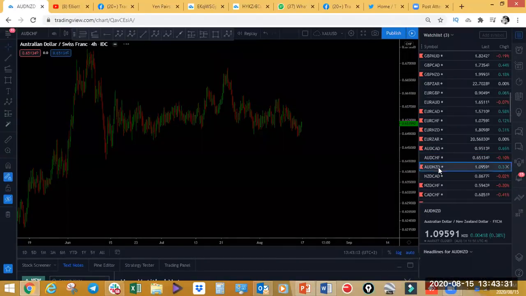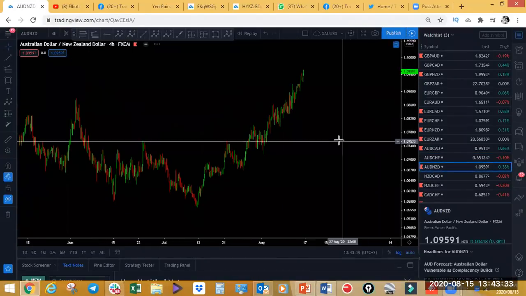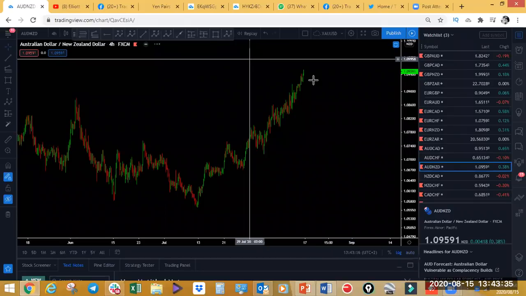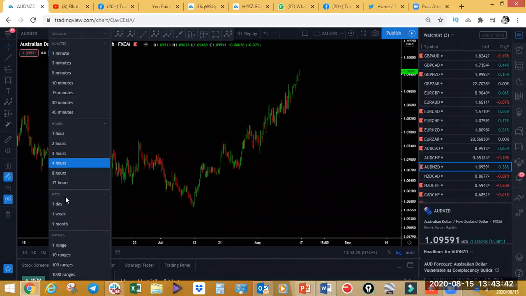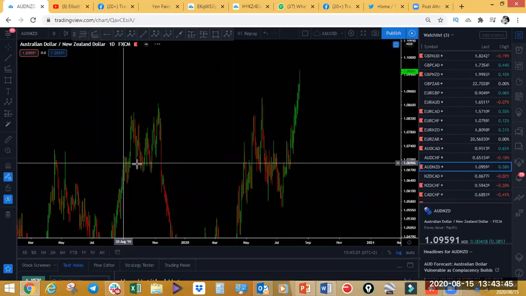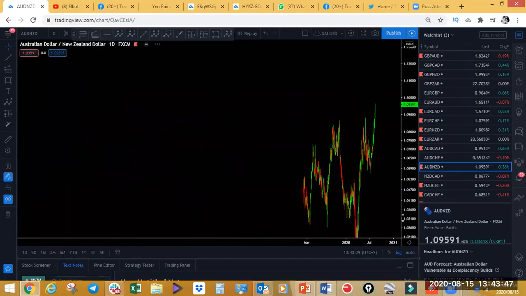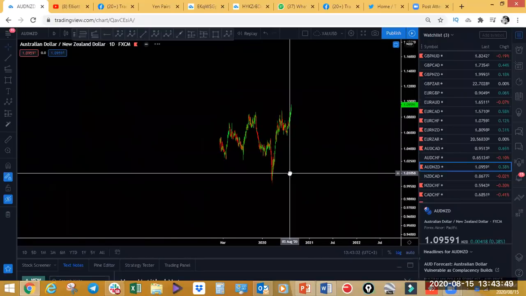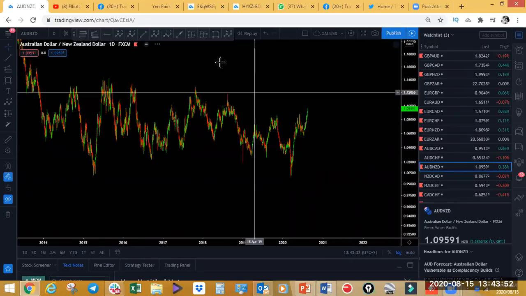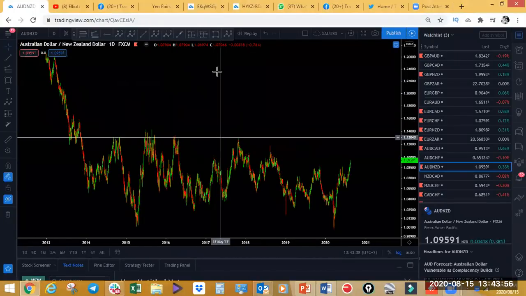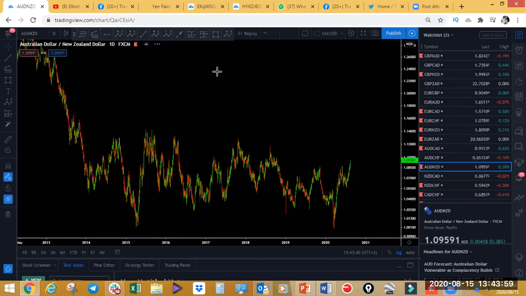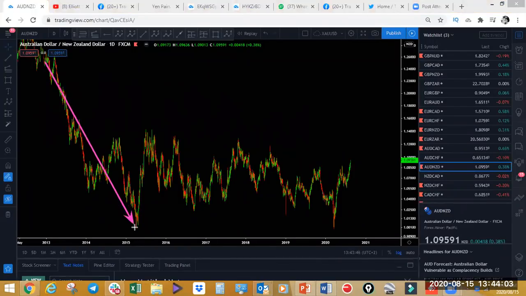Aussie New Zealand, keep buying this one. Every time you get a pullback similar to this, you keep buying. The structure on this one, just quickly on the daily: why we're looking for this one to go to the upside is this. It's a corrective structure that has been in place since 2013, coming down like this.